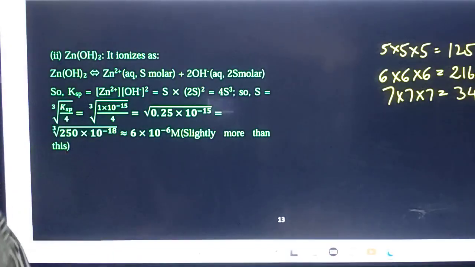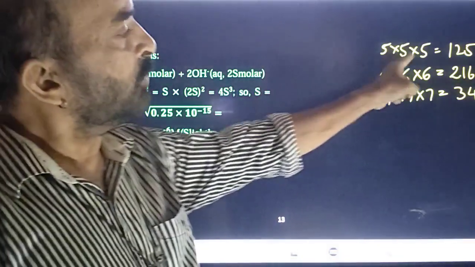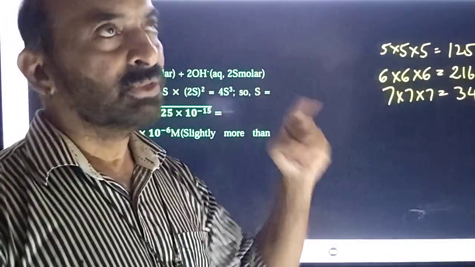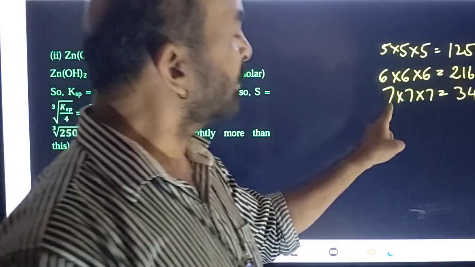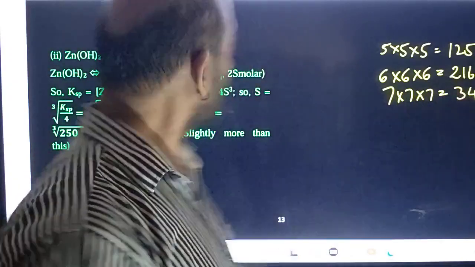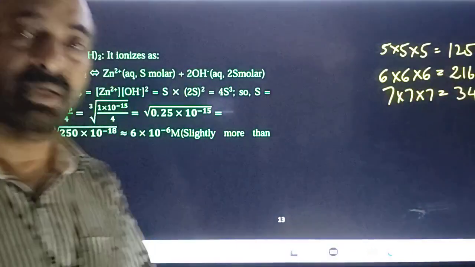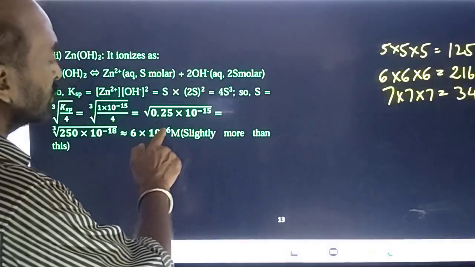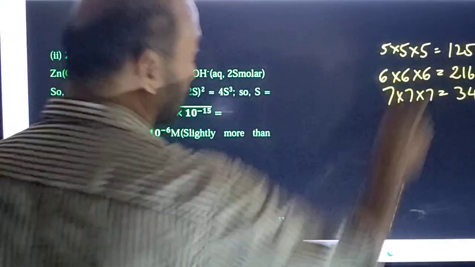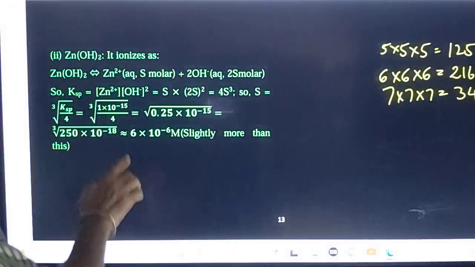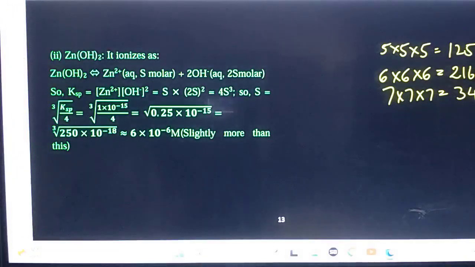Now the problem is to find the cube root of 250. It is only by the trial and error method. We know 5 × 5 × 5 is 125. Then 6 × 6 × 6, that we can easily calculate, is 216. But our value is 250 now. Then we attempt 7 × 7 × 7, which is 343. So 250 is somewhat closer to 216. So we approximate, as we have to in the entrance exam, 6 × 10^-6 molar. It will be slightly more than this, because instead of 250 we got 216 only. So we conclude that the real value will be slightly more than this. Hope you understood that.